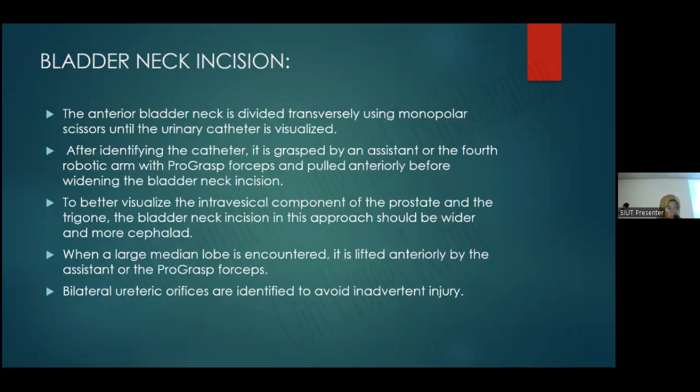Next is the bladder neck incision, which is made on the anterior bladder neck, divided transversely using monopolar scissors until the urinary catheter is visualized. After the urinary catheter is identified, it is grasped by an assistant or the fourth robotic arm with the ProGrasp forceps and pulled anteriorly before widening the bladder neck incision. For better visualization of the intravesical component of the prostate and the trigone, the bladder neck incision in this approach should be wider and more cephalad. When a large median lobe is encountered, it is lifted anteriorly by the assistant or the ProGrasp forceps. Bilateral UOs are identified to avoid any injury to them by using either ureteric catheters or indigo carmine dye.